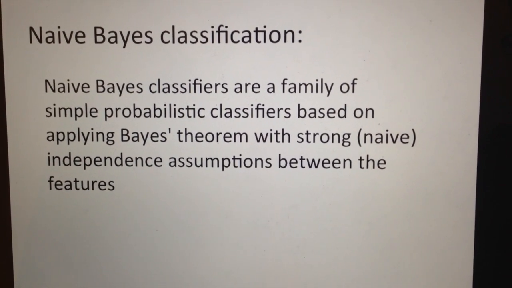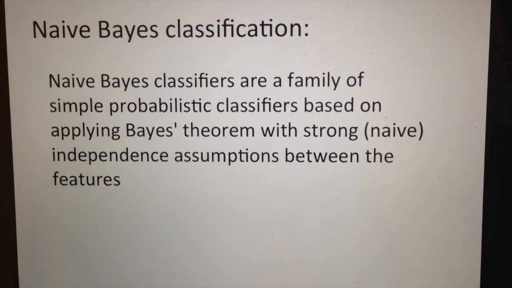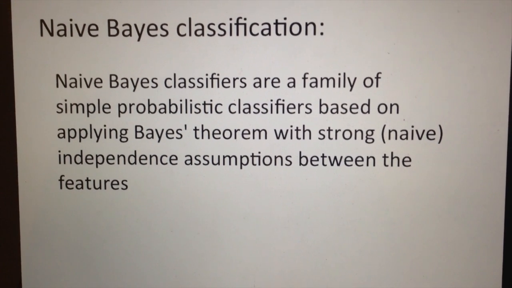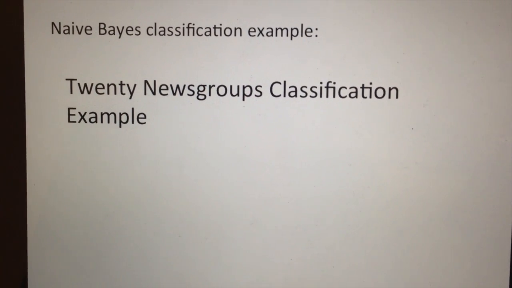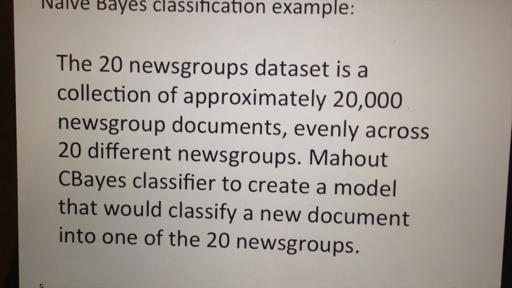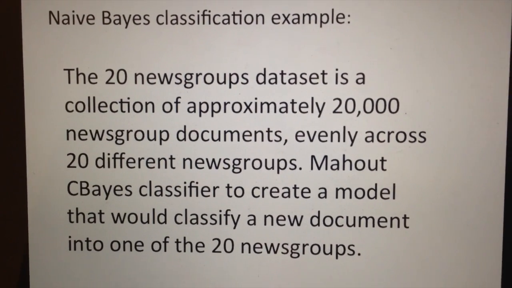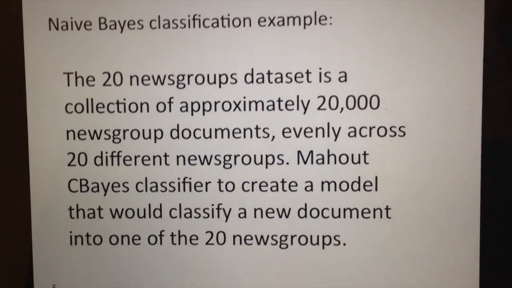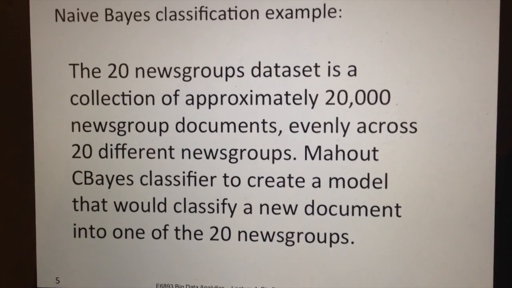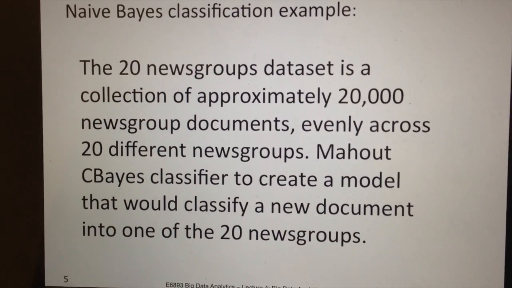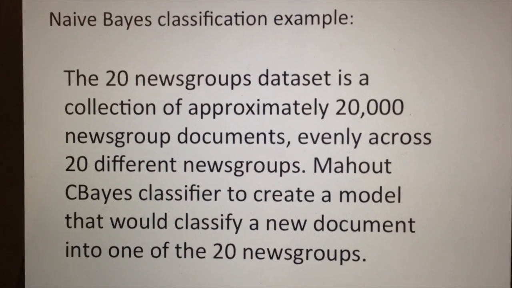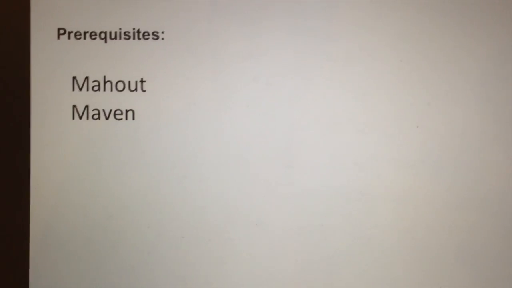Naive Bayes classifiers are a family of simple probabilistic classifiers based on applying Bayes theorem with strong independence assumptions between the features. The example is about 20 newsgroups classification. The 20 newsgroups dataset is a collection of about 20,000 newsgroup documents, evenly spread across 20 different groups. And the Mahout CBayes classifier, which is a modified version of naive Bayes, will help you create a model that could classify a new document into one of the 20 newsgroups.